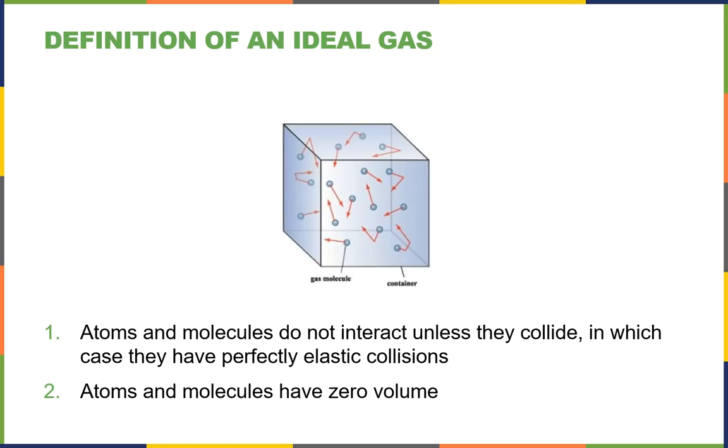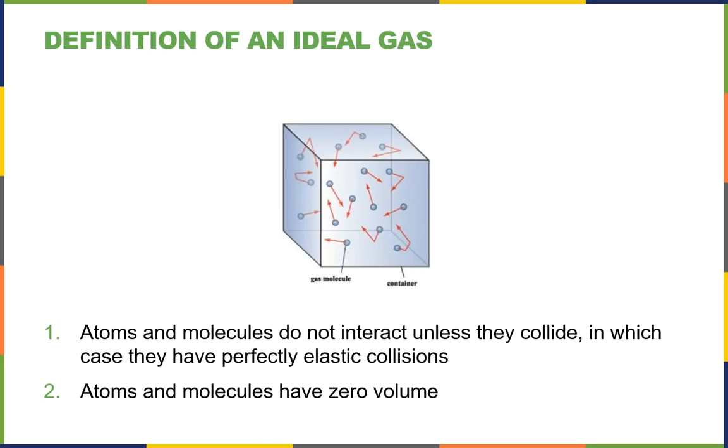Number two is that the atoms and molecules have no volume. So they're points moving about. And of course, that doesn't make sense either. We know that atoms and molecules take up volume. So this is an approximation. How are we going to determine if a gas is going to behave ideally? Those are ideal behaviors. We want to say, is a gas going to be approximately like atoms and molecules don't interact unless they collide, and atoms and molecules have no volume? We can make conditions to simulate being approximately that.